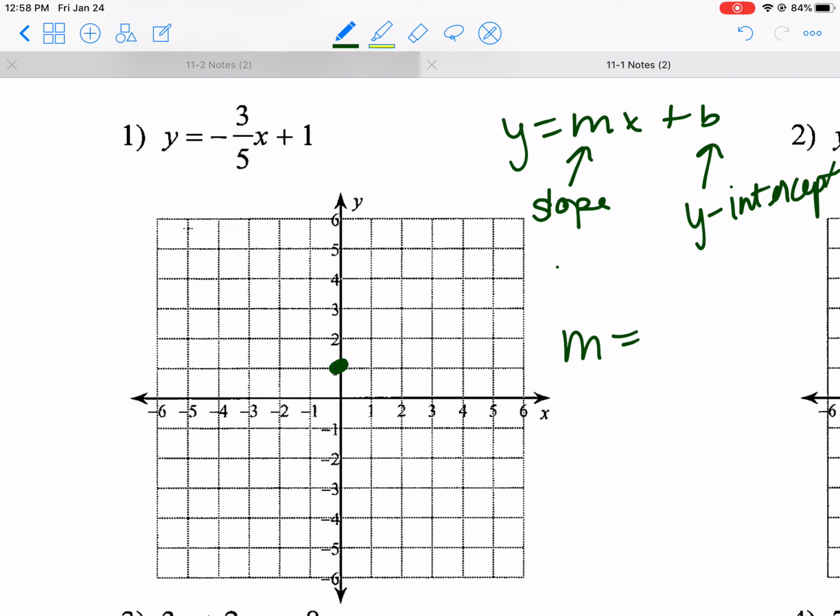Typically on a slope, the top number tells you to go up, and the bottom number tells you how much to run to the right. If you've got a negative, you're going to apply that to either the numerator or the denominator. Let me show you what I mean. On this first one, I'm going to apply it to the numerator. So instead of going up 3, I'm going to rise down 3: 1, 2, 3, and then go to the right 5.